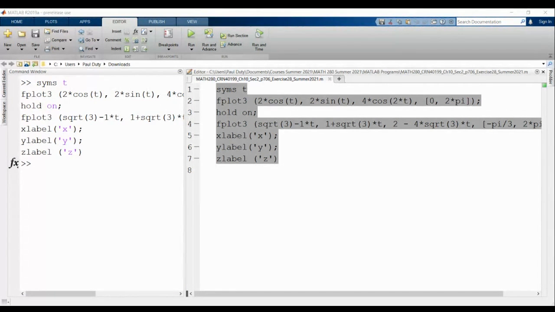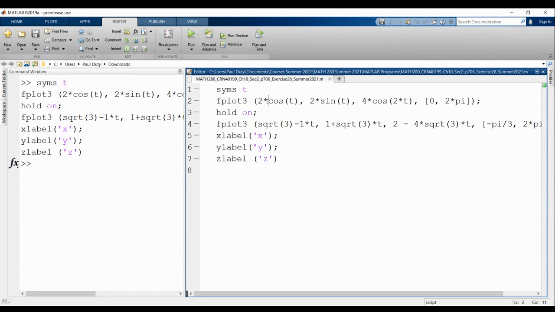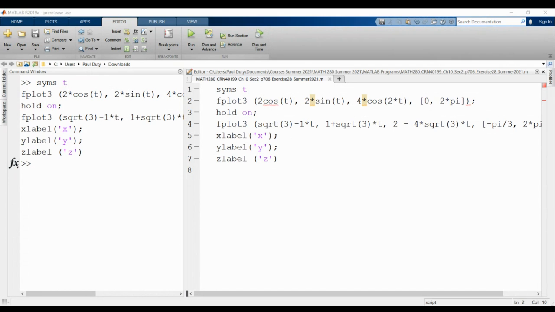Notice in the editor how it's green on the top right. Green means that the MATLAB program should run smoothly. But if I took out this times here, and just had 2 cosine of t, like you might see on a TI calculator, now look what you see. What do you see on the top right in the editor? What color is it? It's red. Red's bad. Red means error.